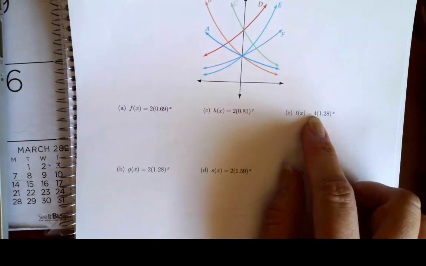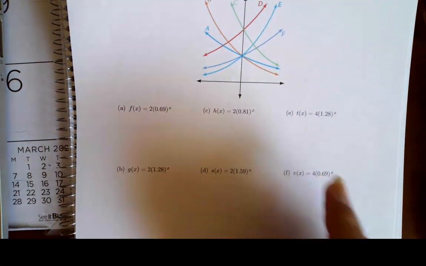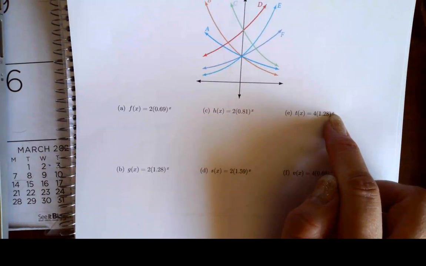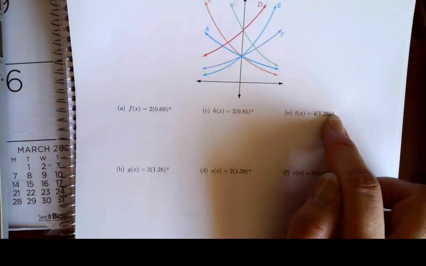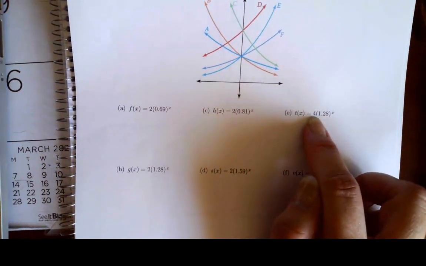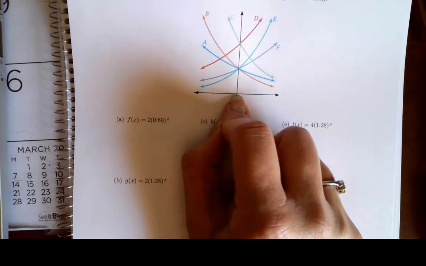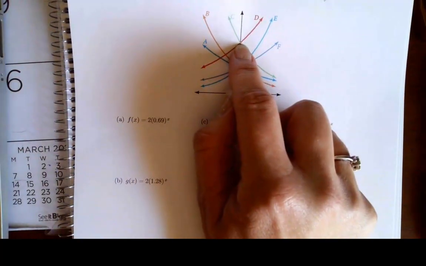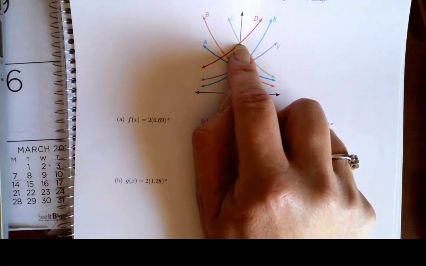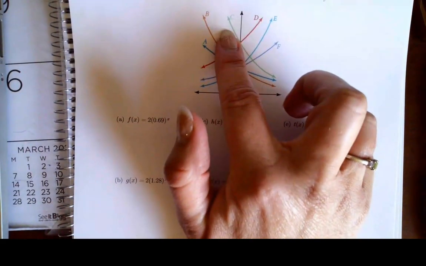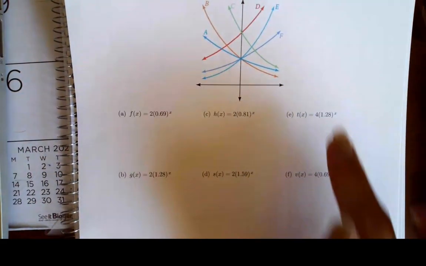This has an initial value of 4 as well as this. So in other words, if your x is 0, then this value to the 0 power is 1, times 4 is 4. So if you input an x value of 0, it will output a y value of 4. So you've got two options that fit these models.